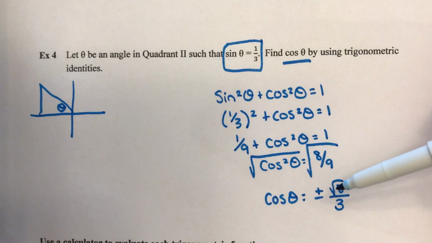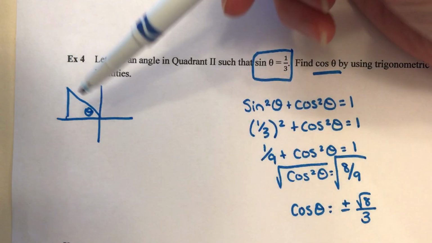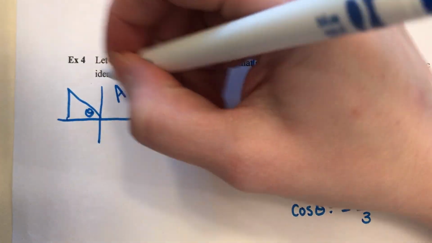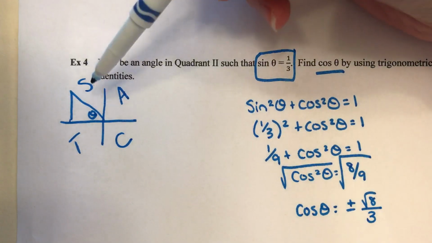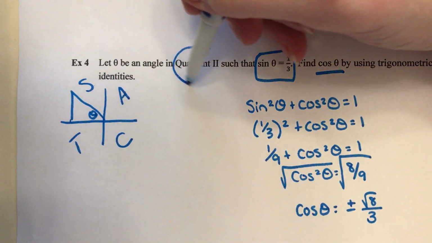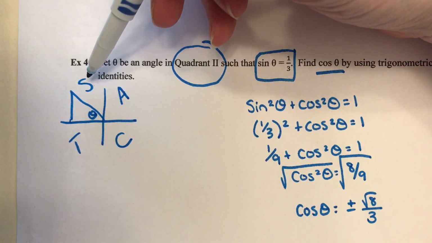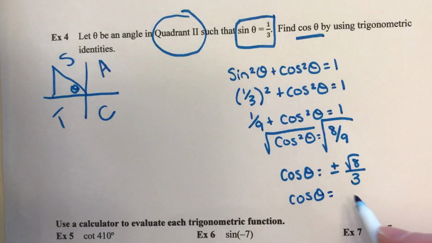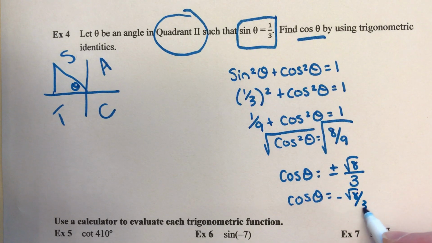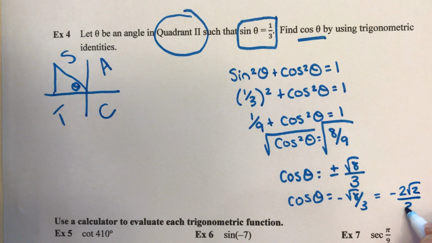Now, plus or minus, depending on what quadrant I'm in, I have to figure out if cosine's positive or negative there. So I'm in the second quadrant. All students take calculus. So in the second quadrant, which is where I'm at, it says right here, sine is the only thing positive, so that means cosine is negative. So the cosine of theta is equal to negative √8/3. Now you can simplify that. √8 reduces to 2√2, so you could also write that as negative 2√2/3.